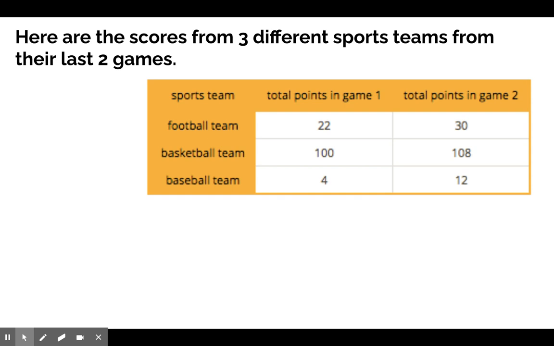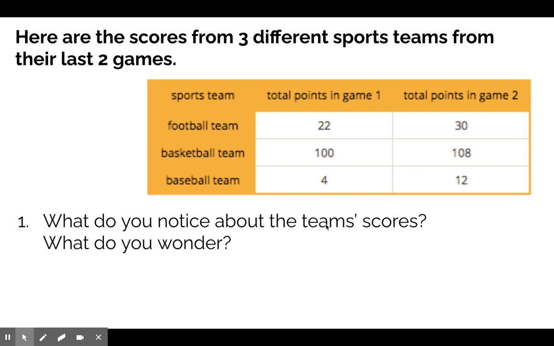the first column is the sports teams. We have the football team, the basketball team, and the baseball team. And it says the total number of points in game 1 and the total points in game 2. So the first question that we want to ask ourselves is, what do you notice about the team scores and what do you wonder? So let's pause here.